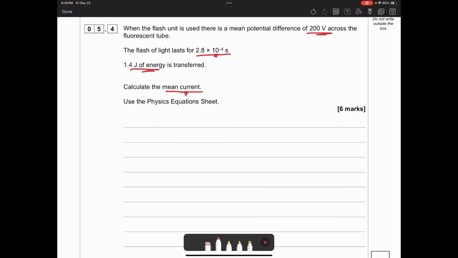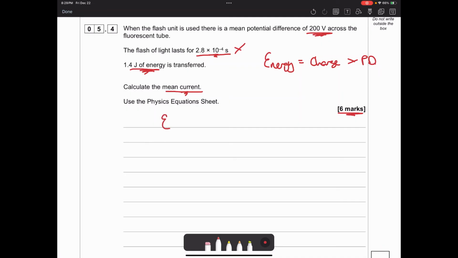Again, if it's a 6 marker, that pretty much tells you you're going to need 2 equations. And then you can think about, right, what equations can I use? What have I actually got that can help me now? Well, what equation has 2 of these things in? There's nothing really in terms of electricity that goes with time at the moment, but I've got potential difference and I've got energy. What equation have I got that links those together? Well, energy equals charge times potential difference.